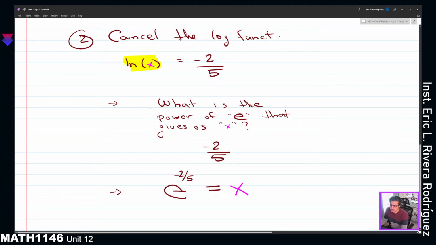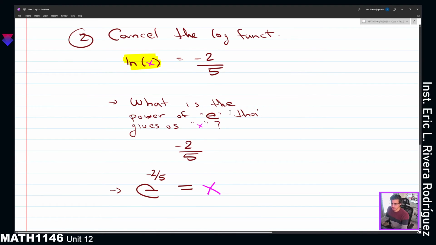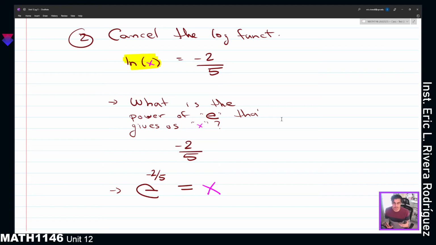The rationale of how we can cancel the logarithmic function is here at the core of the logarithmic function. What is the power of e that gives x? The problem is that x here is the unknown variable, but that variable is the argument, so we are just going to use what we know about the logarithmic function to figure out the value of x. Answering that question, we can turn the logarithmic function into an exponential operation.